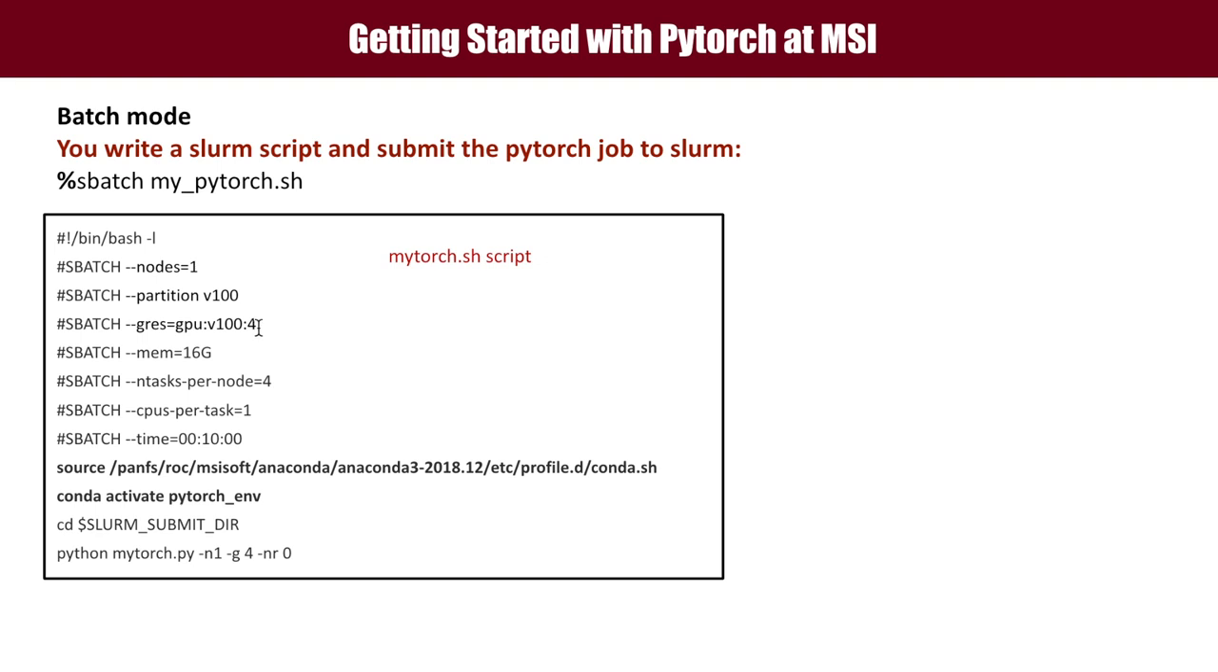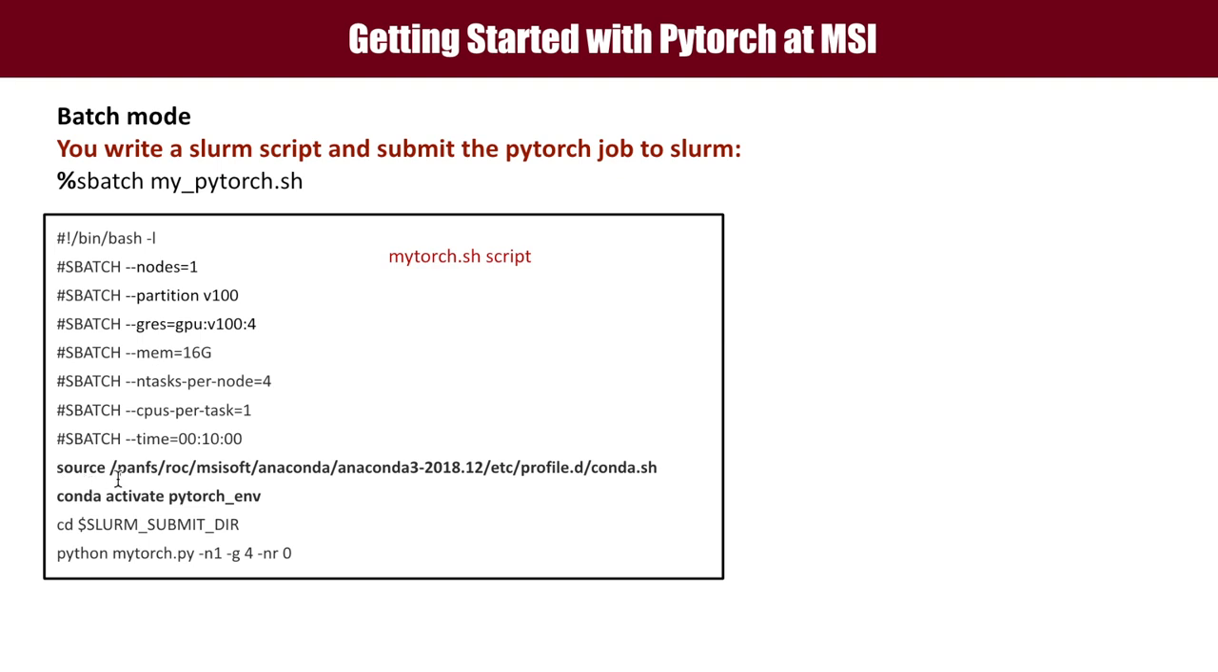I'm asking for 4 GPUs from one of the V100 GPU nodes, and asking for 16 GB memory. And I want to create 4 tasks on that node, with cpus-per-task equal to 1, which means exclusively one CPU responsible for one task. I'm asking for 10 minutes for testing.